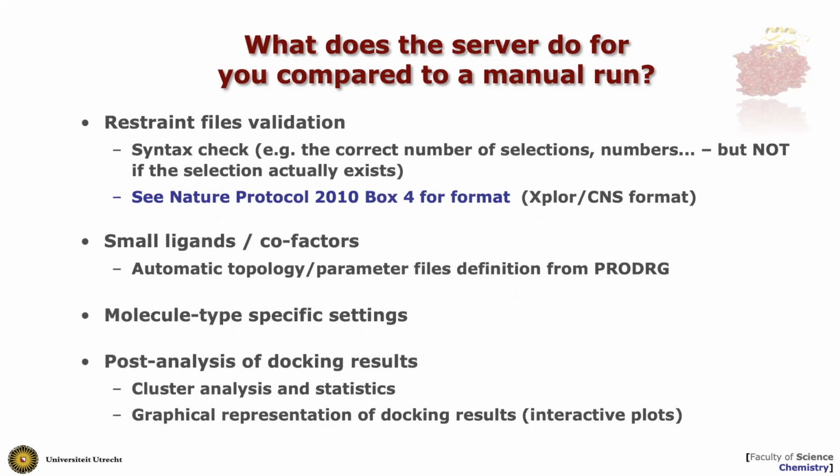We validate the input restraints files, so we do a syntax check. We do not check that the atoms exist, so if you define restraints to atoms that do not exist, they are not going to be used, obviously. We automatically generate topology and parameters. Depending on the molecule that you select, you might have optimal settings for these particular docking scenarios, and the server will do a post-analysis of your docking results, which when you run locally, you will have to run yourself. But the manual explains how to do that.